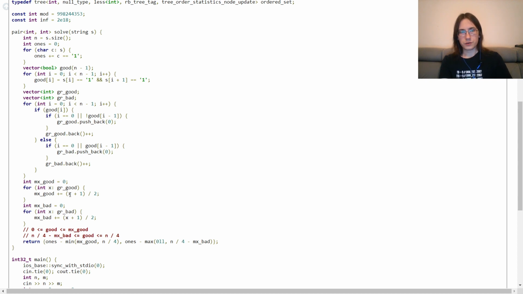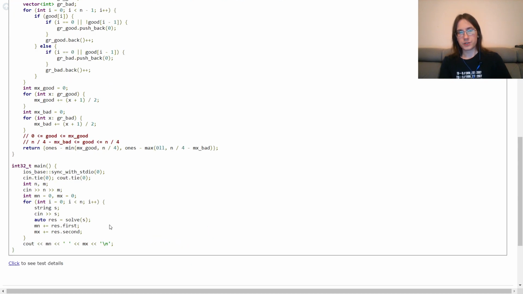We take the length of the good groups, divided by 2 rounded up. We do the same for bad positions, and the answer is this. This is the minimum possible answer, this is the maximum possible answer. Then we find the answer for each string and sum it up.